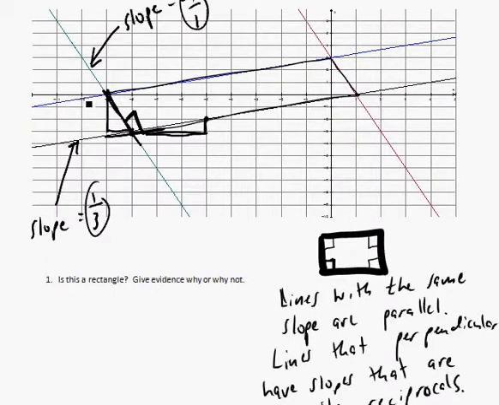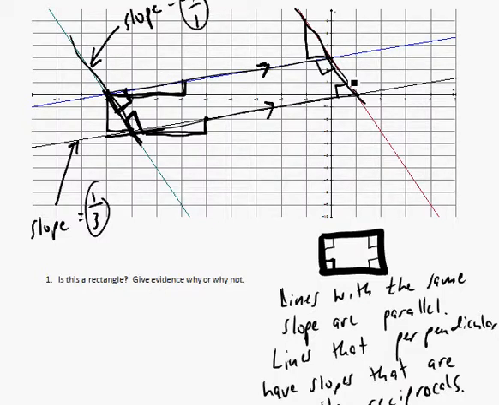Now, we can see that this line also has a slope of 1/3, just as this line here. So that means that these lines are parallel, and that means this would have to be a right angle as well. And this line here, we can see that its slope is -3/1, just like this line. So that means that this line is perpendicular to this line, and this line is perpendicular to that line.